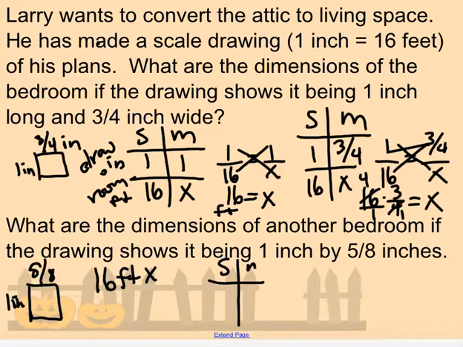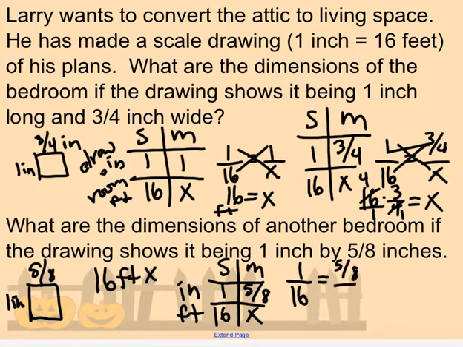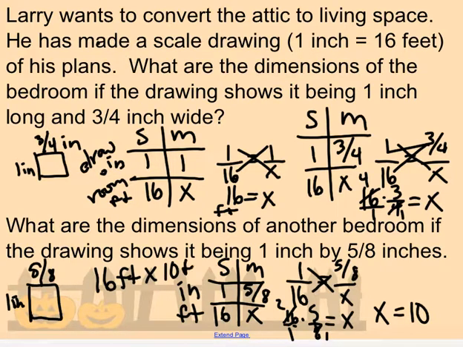So the scale stays the same, 1 to 16. This is in inches, and this is in feet. So we know more information about the inches, 5/8. We're going to put x because that's the part we don't know. And we're going to set up a proportion. 1 to 16 is the same as 5/8 over x. Let's multiply so that we get x is equal to 16 over 1 times 5 over 8. We can simplify 1 and 2 so that we get x is 10. So the dimensions of that room are going to be 16 feet by 10 feet. Okay?